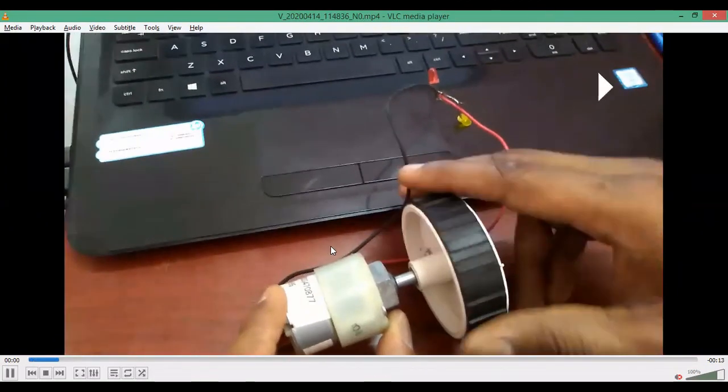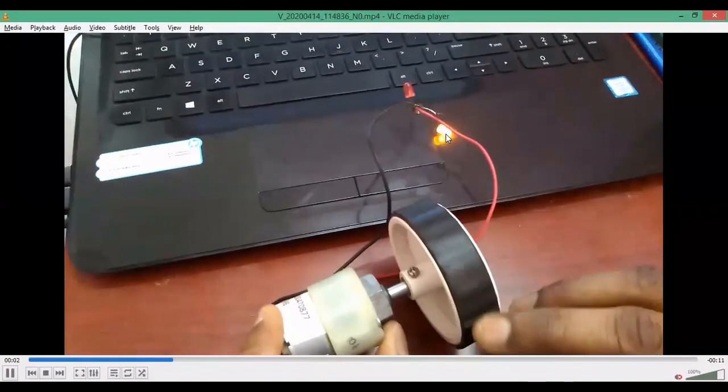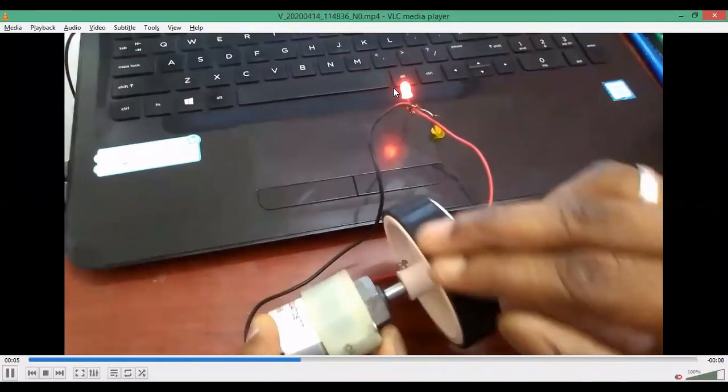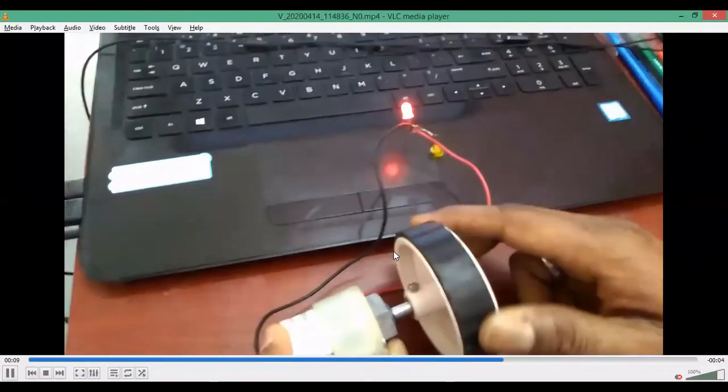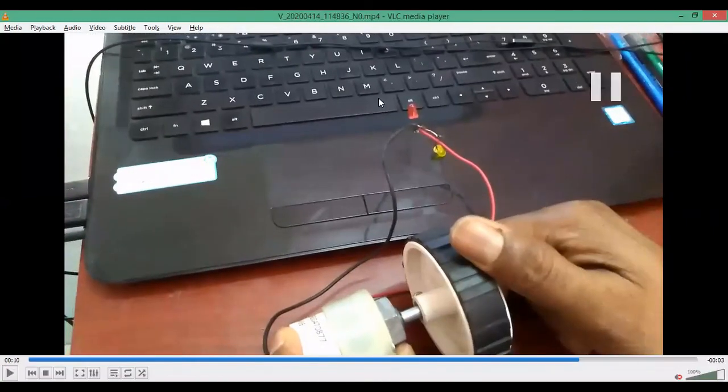Let's see again. Clockwise direction, EMF is generated on one side. Anti-clockwise direction, it is generated on the other side. See, perfectly. So this is the way. Okay, thank you.